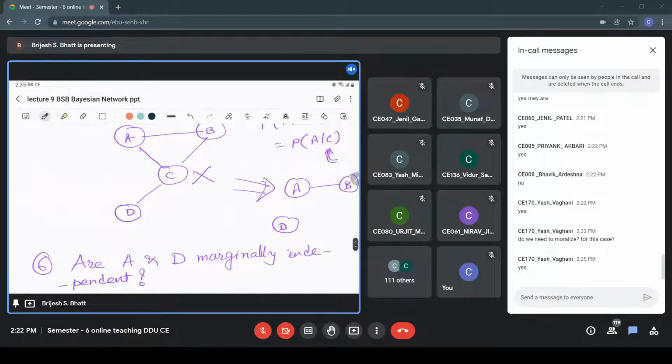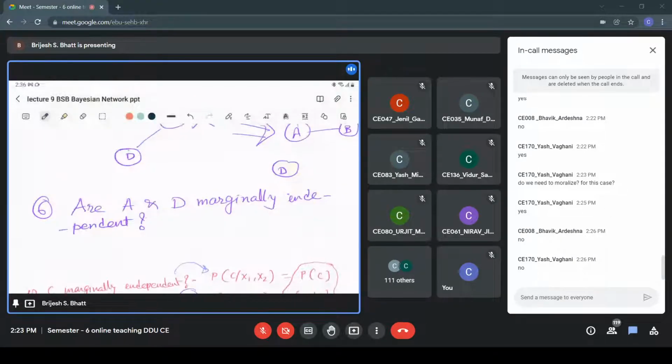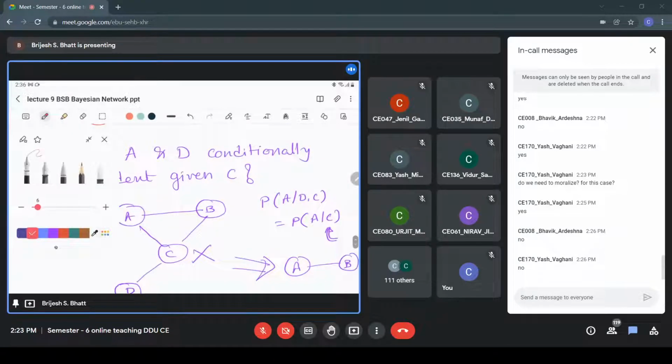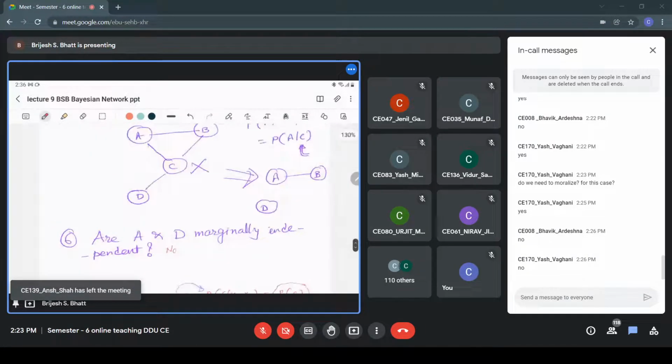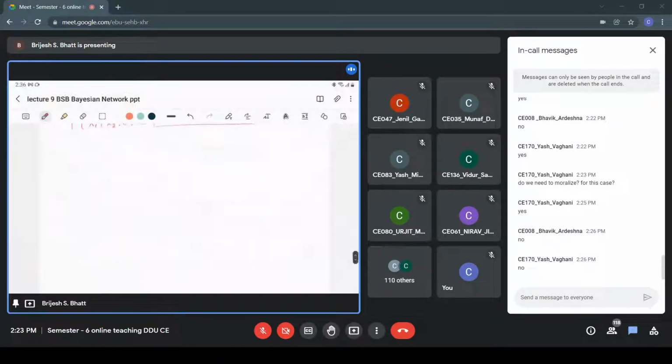And one more question: are A and D marginally independent? Again, the graph will be the same, but now C is not under question, so you will not delete C. And that's why the answer will be no, they are not marginally independent, because if you keep C in the graph, you have a path from A, C, and D. So the answer to the first question is yes, and the answer to this question is no. Right? Yeah, so that's the whole story.